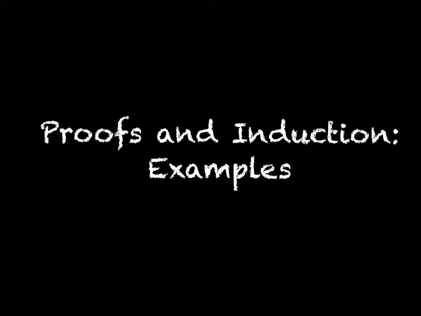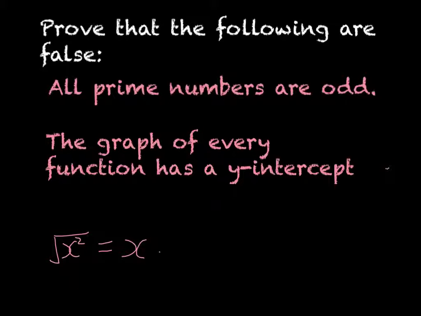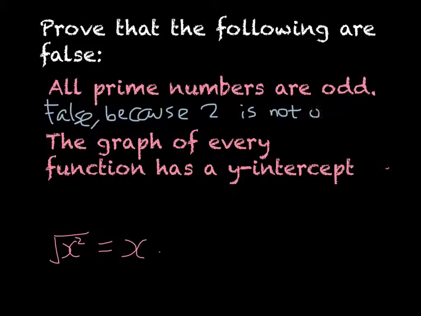This video will give examples on how to do proofs and induction. Prove that the following are false. All prime numbers are odd. To do this, all we have to do is come up with a counterexample, or an example of one prime number that is not odd. So we can say false because 2, which is a prime number, is not odd.